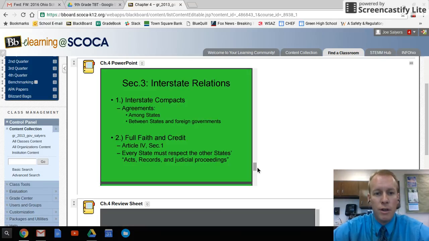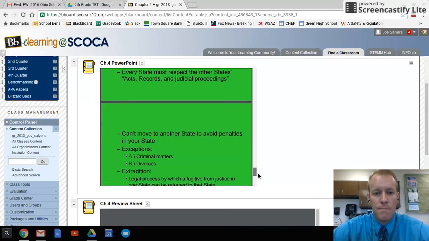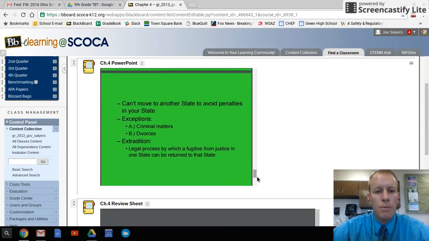We have the full faith and credit clause. This is in Article 4, Section 1 of the Constitution. This says that every state must respect the other state's acts, records, and judicial proceedings. For example, if you get a driver's license in Ohio, you can drive in any of the 50 states. Every state will recognize that driver's license. Also, you can't move to another state and avoid penalties. You will be extradited back to the original state.